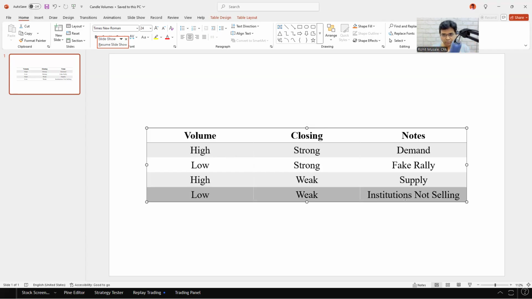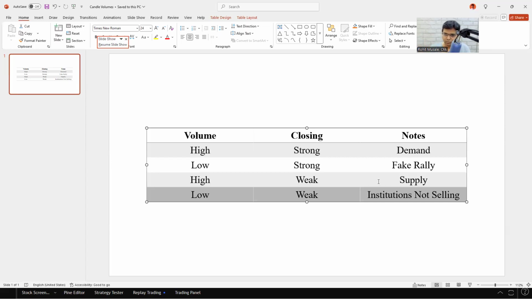Now, I am not asking you to count the number of candles in the base and give a name to each candle from these four terms that I have mentioned here. That would be too time consuming, too tedious. But overall, when you look at the base, you understand that it is tilted more towards high volume, strong closing candles or low volume, weak closing candles, right?